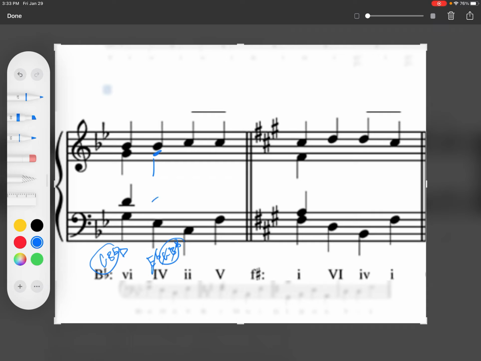We have 1 E flat, but remember, we always want to try to double that root when we're in root position, and so we can do it that way. And I'm sorry, I didn't play some of the chords in the last one. I should have done that.